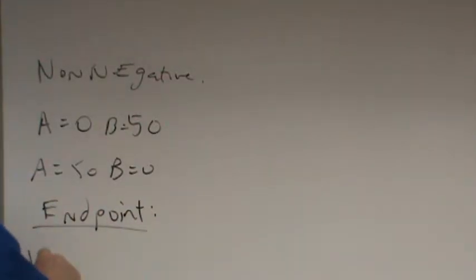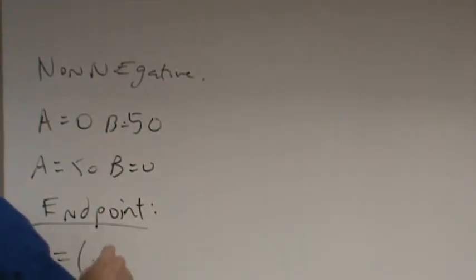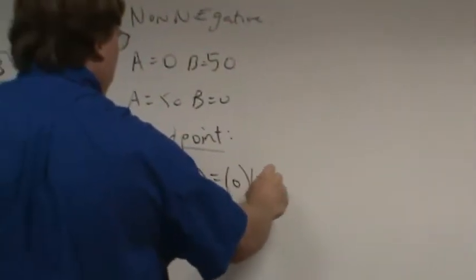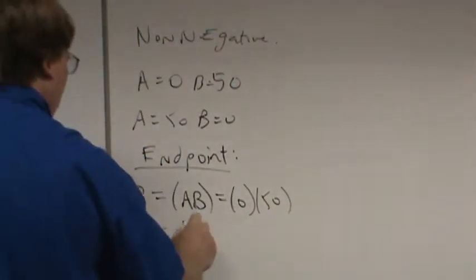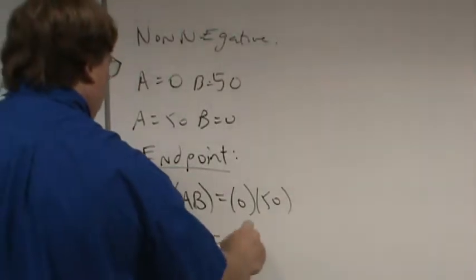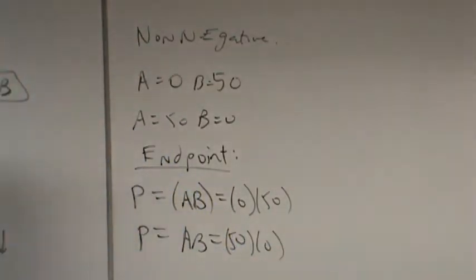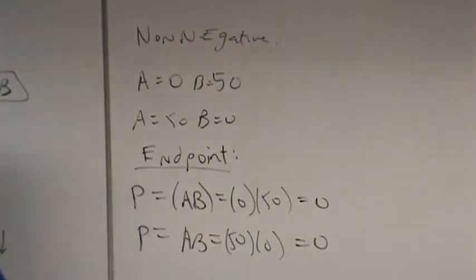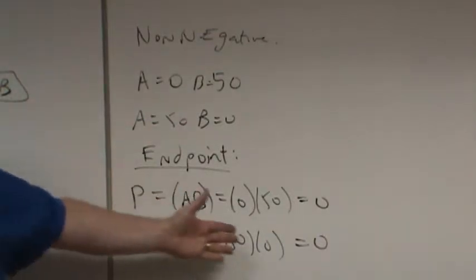Of course, at the endpoints, my product, which is AB, is going to be 0 times 50, or 50 times 0. Regardless, my minimum is going to be 0. So the maximum that the product can be ends up being 625, but the minimum ends up being 0.